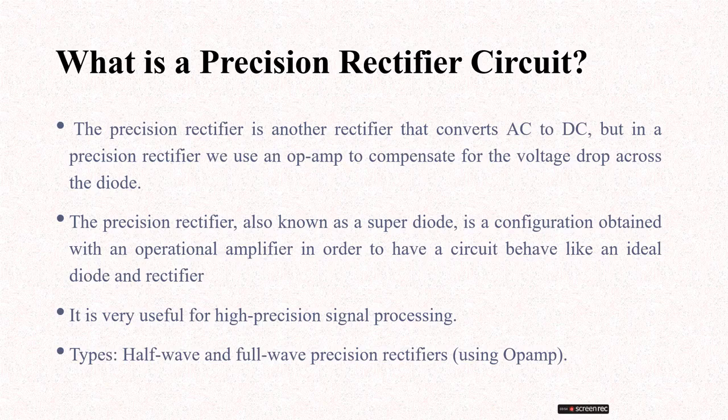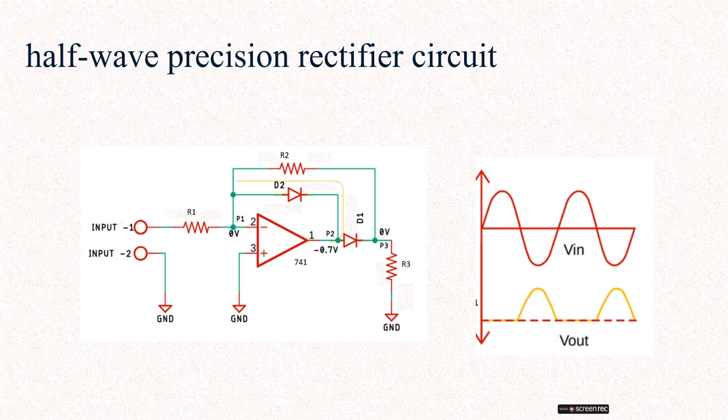Mainly, we classify precision rectifiers into two types. One is the half wave, and the other is the full wave precision rectifier using an op-amp circuit. Let's discuss the half wave precision rectifier circuit. Observe the circuit on the screen. It is a simple half wave precision rectifier circuit. This circuit produces the half wave of the input signal.